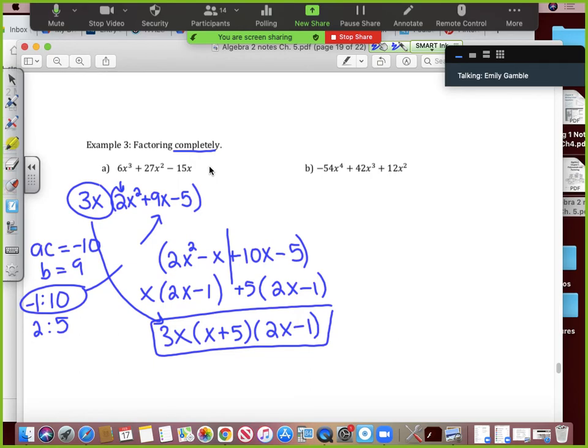One way to tell that you have completely factored it is by looking at each separate factored term. You should never see any common numbers inside of these. For example, x plus 5 doesn't have any common factors. 2x minus 1 doesn't have any common factors. But if you ever saw something like this, x plus 1 times 2x minus 4, this would not be considered factored completely, because if you look here at this 2x minus 4, you could take a factor of 2 out of both of those terms, which would mean that this is not factored completely.